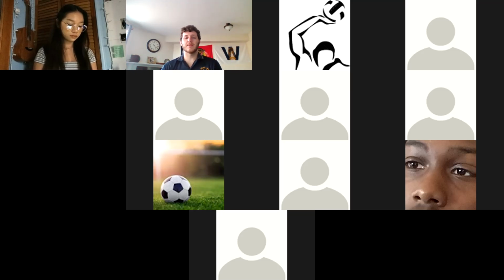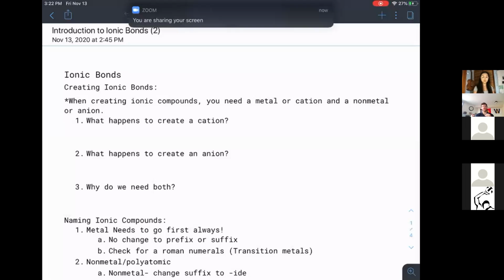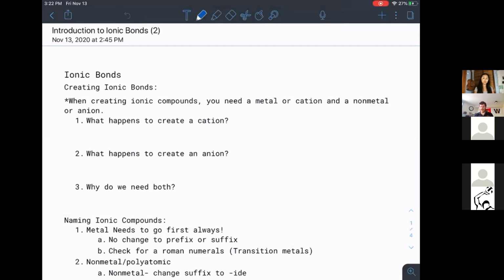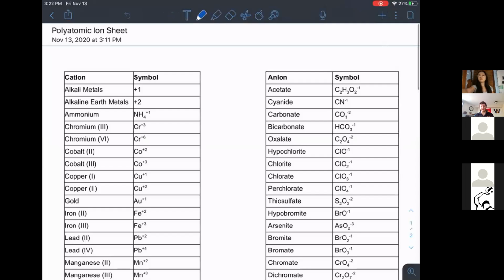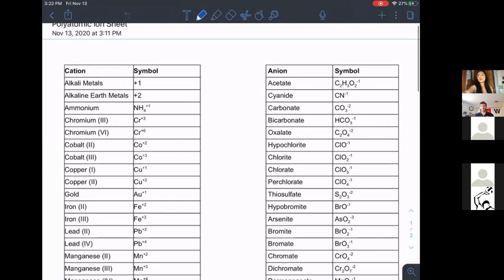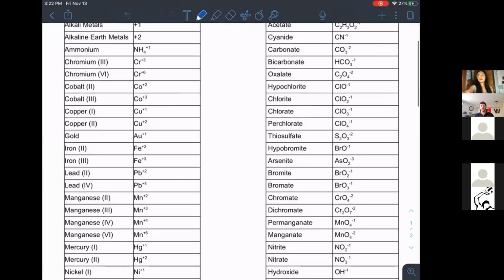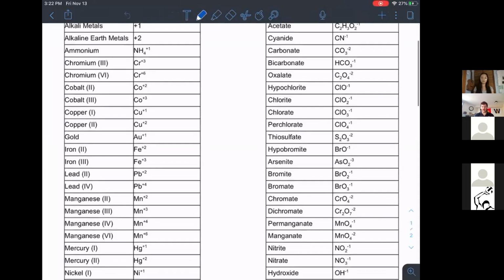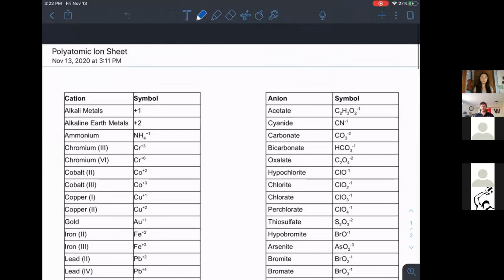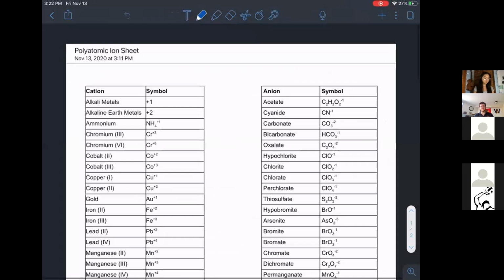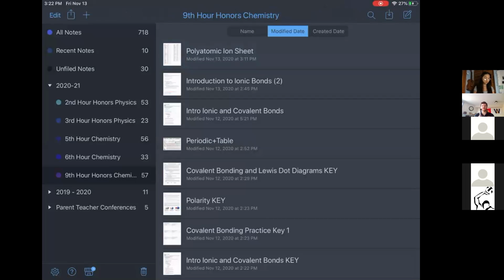A couple things I want you to make sure you have up and ready to go are your introduction to ionic bonds worksheet and your polyatomic ion sheet. This is going to be super important in a little bit, especially that cation side, the metal side. Just make sure you have both of those readily available.